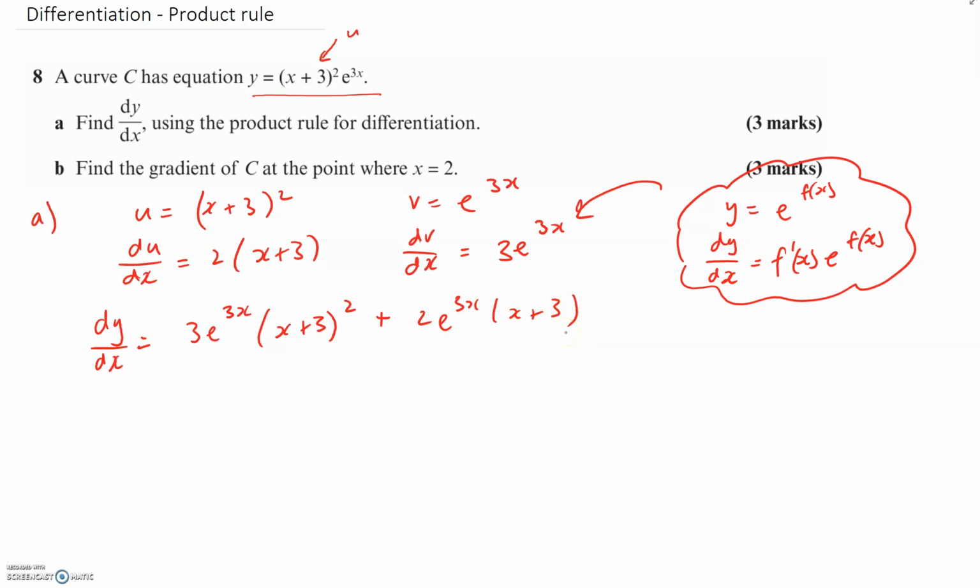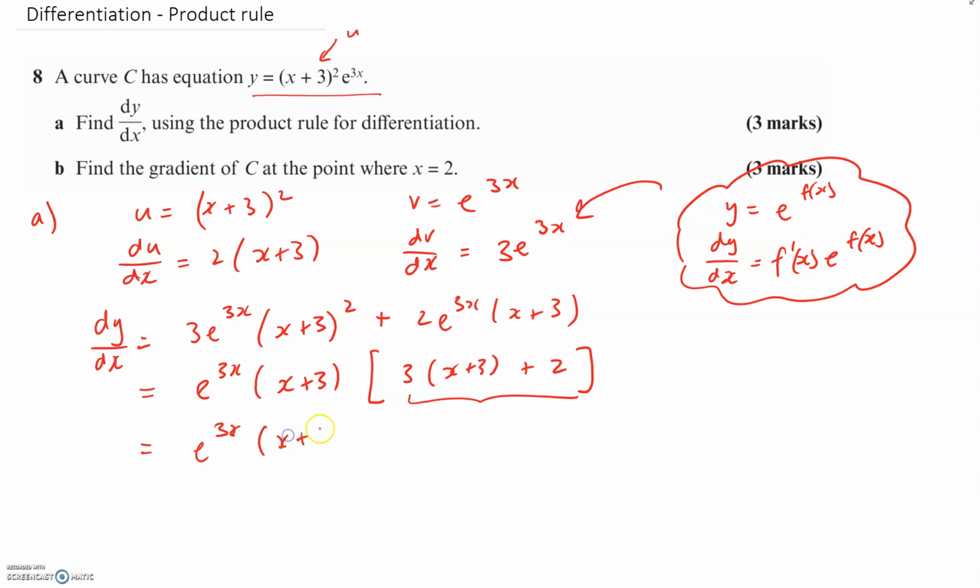And what we can do is similar to the last question, is pull out a common factor, and I can see a common factor of e to the power of 3x, and I can also see a common factor of x plus 3. That would leave me with 3 times x plus 3 plus 2. And then if I simplify what's there, I would get this 3x plus 11.